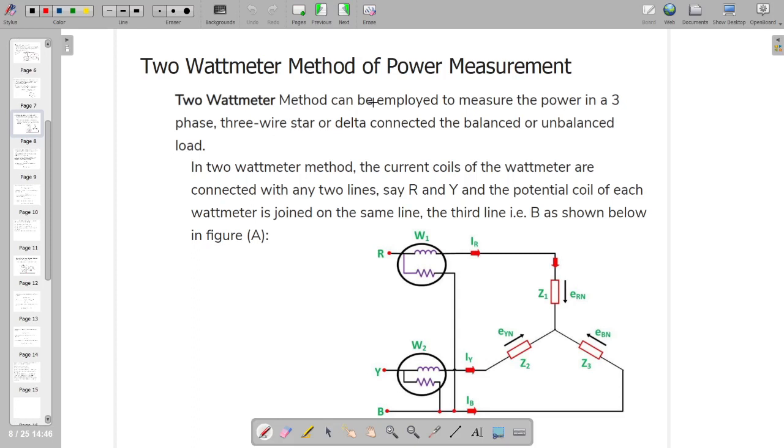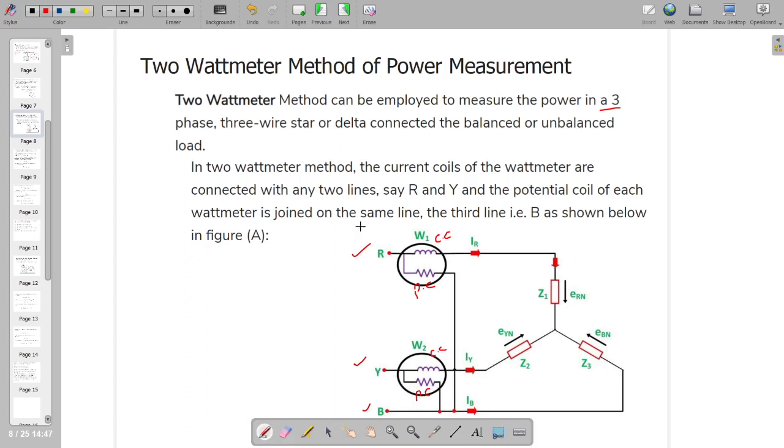In the 2 wattmeter method, we have the 3 phases, namely R phase, Y phase, and B phase. The first wattmeter is connected in the R phase. The current coil is in series with the R phase. The pressure coil, or potential coil, is connected to the B phase. This is the wattmeter 2. The current coil is connected in series, or in line, with the Y phase, and the pressure coil, or potential coil, is connected across between Y phase and B phase.